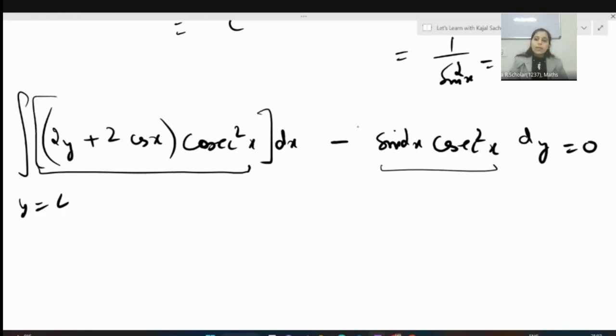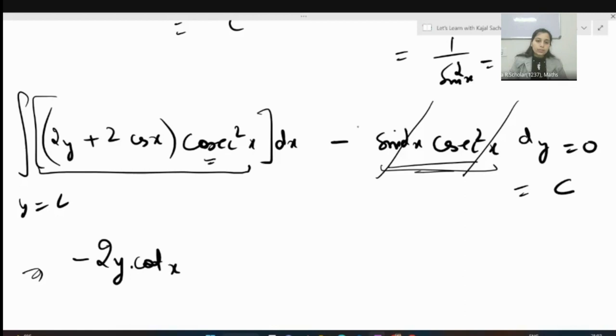Now for finding the solution, we just have to integrate this, keeping y constant, with respect to dx. And from here, the term not containing x. Here both terms contain x, so we are not taking this, and equal to some constant c. So just integrating this with respect to x, we know that the integration of cosecant square x is minus cot x, plus.